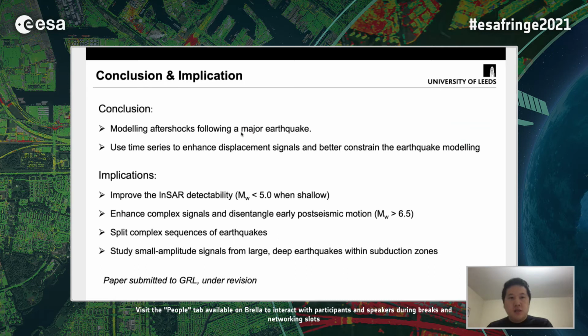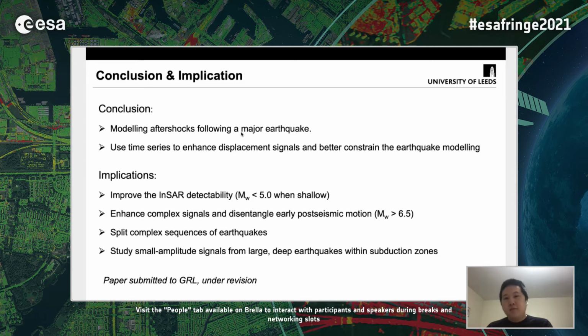So in conclusion, here we demonstrate the use of InSAR time series to detect and model aftershocks in the presence of the post-seismic deformation following a major earthquake. We developed an approach that uses time series to enhance the signal and subsequently better constrain the earthquake modeling.